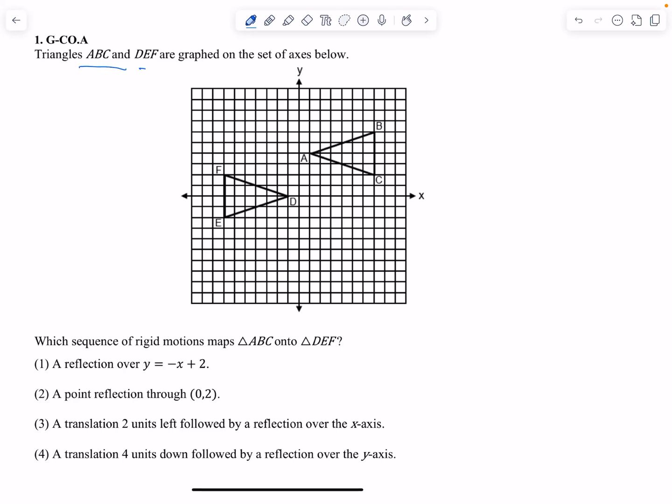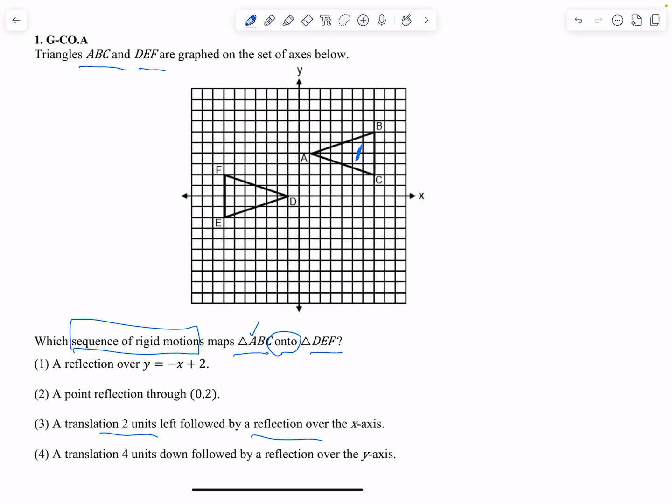Triangles ABC and DEF are graphed on the set of axes below. Which sequence of rigid motions maps triangle ABC onto triangle DEF? So it's very clear that triangle ABC is our first triangle, and triangle DEF is either the second or the third, depending on if it was a one-time deal or if it's like something like 3 and 4 where there's two parts to it.